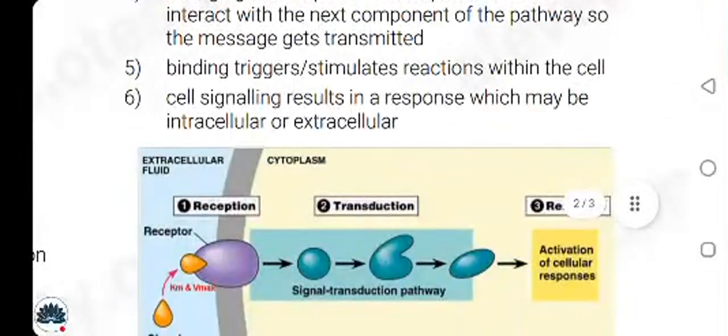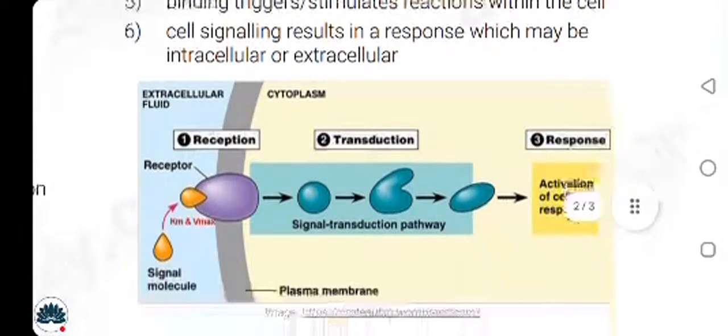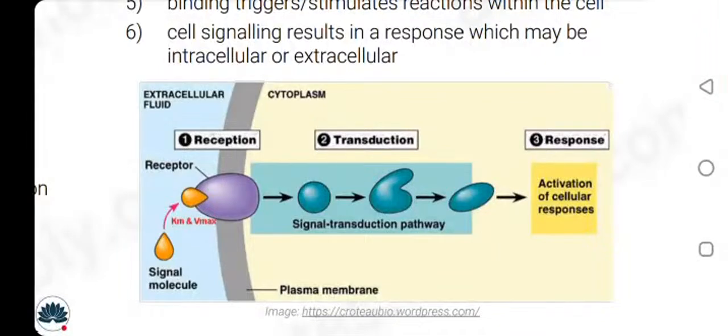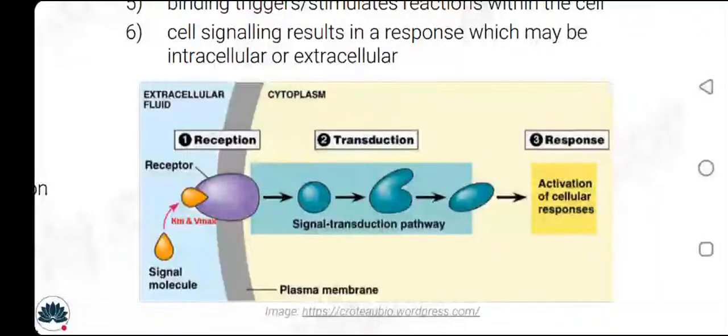So as you can see, cell signaling results in a response which may be intracellular or extracellular. It is very visible to you that there is the extracellular fluid and there is a cell. Number one is reception, when the receptor and the signal molecule, which is the ligand, are joined. Then the signal transduction pathway, as you can see now, the shapes are being changed, and at the response, the activation of cellular responses here.